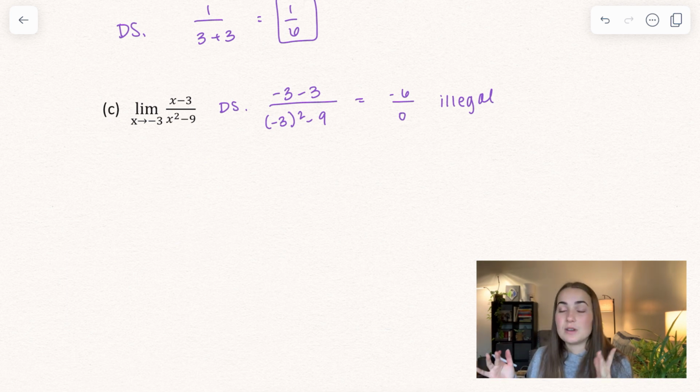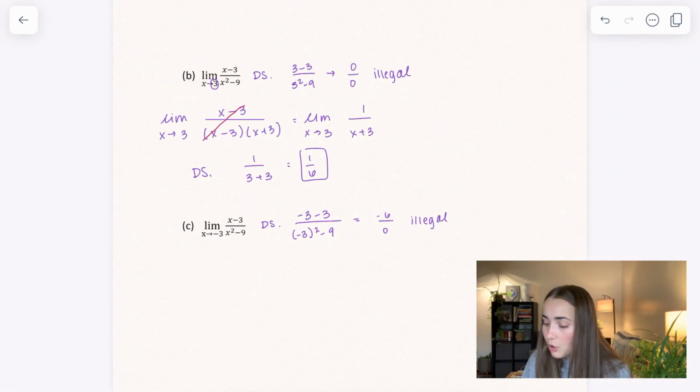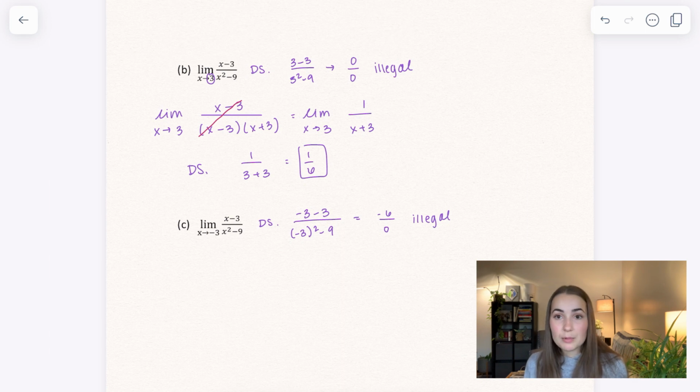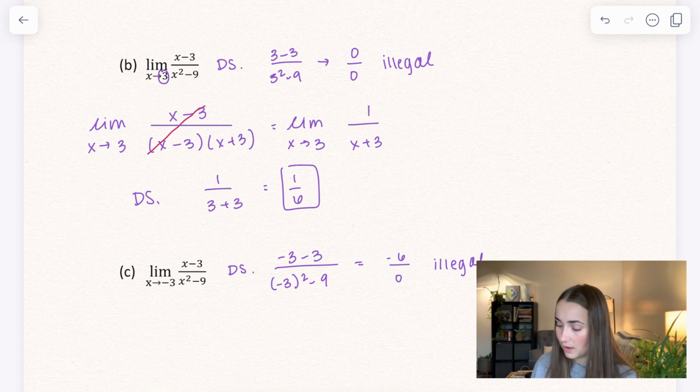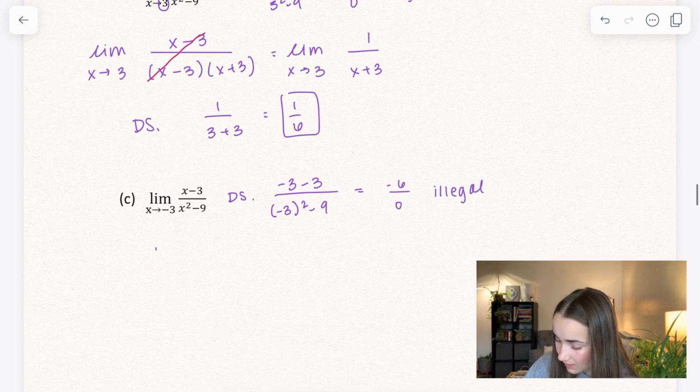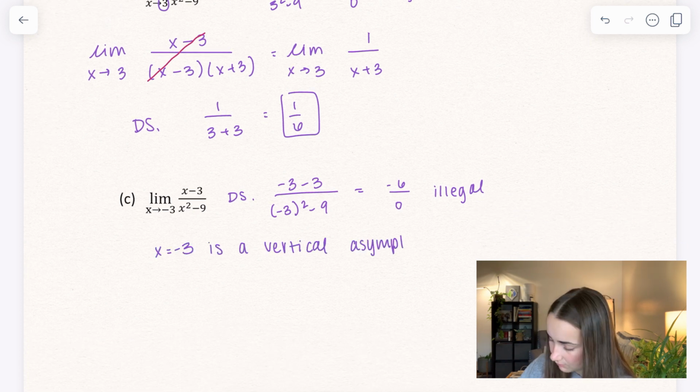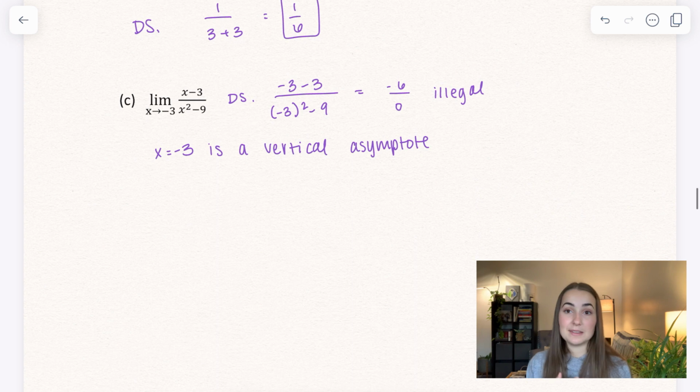So in this case, notice it's a little bit different than the last problem. We got 0 over 0 in the last problem, which means there's a way to simplify it probably. If we try to simplify this out, we would end up with 1 over x plus 3 because it's the same function. And again, if we plugged in -3, we would still have 1 over 0. So this means that x equals -3 is a vertical asymptote. So that means we need to take the limit as x approaches -3 from the left and from the right in order to see what's going on here.